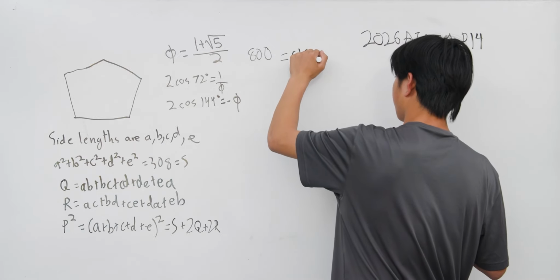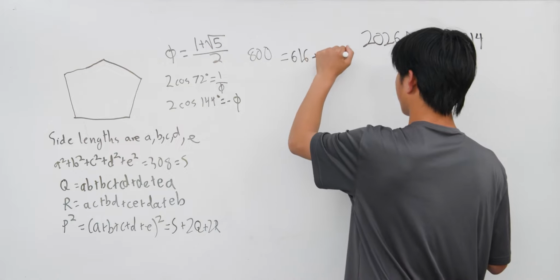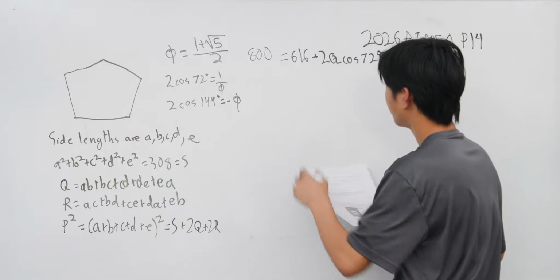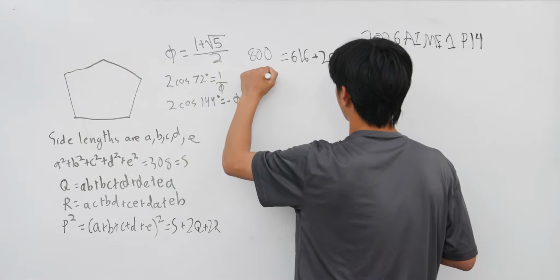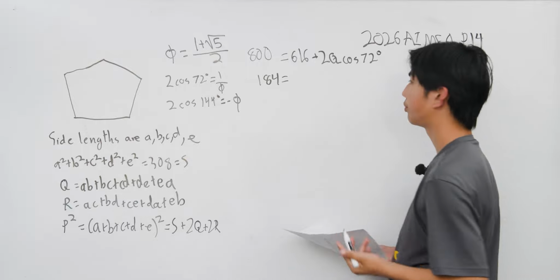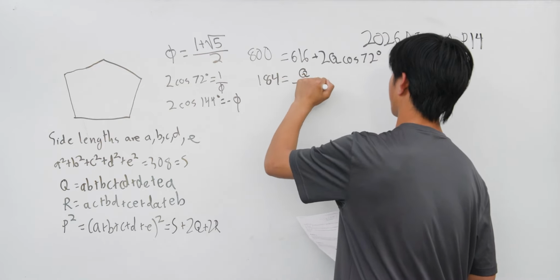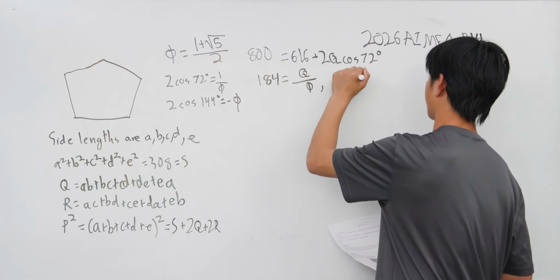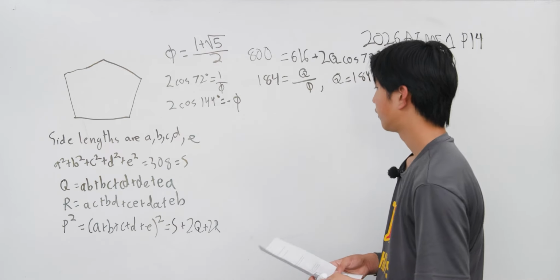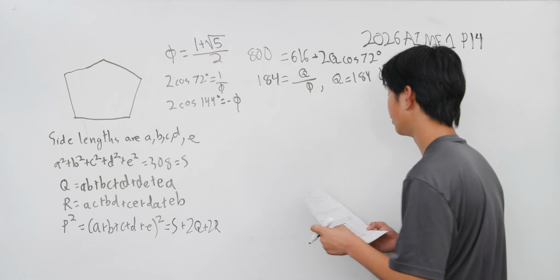And then we do plus 2 times q cosine 72 degrees, which when we subtract these two, we get 184 is equal to q times 2 cosine 72, which we already established was 1 over phi. So we have q over phi. Then we get q is equal to 184 times this value phi. We can also solve for r in terms of phi, where we have this new equation.